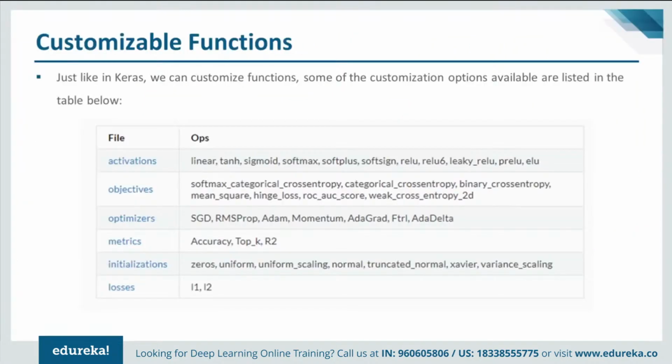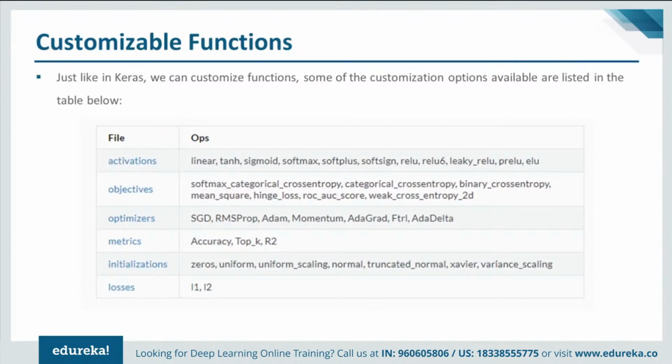There are some custom functions which all of us have gone through, like PReLU or ELU, I'm not sure. But most of the functions are like linear, tanh, sigmoid, softmax, softsign, ReLU, and leaky ReLU, and objectives like cross entropy, binary as well as categorical, mean square, and hinge loss. Basically, these are some calculations for calculating the loss.